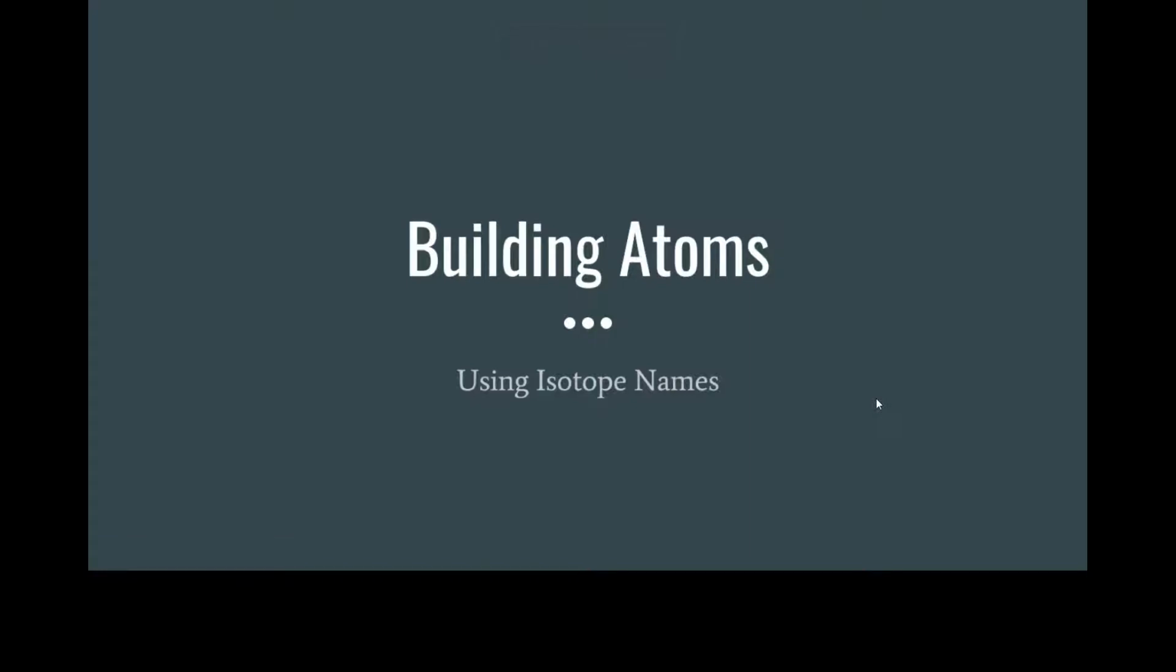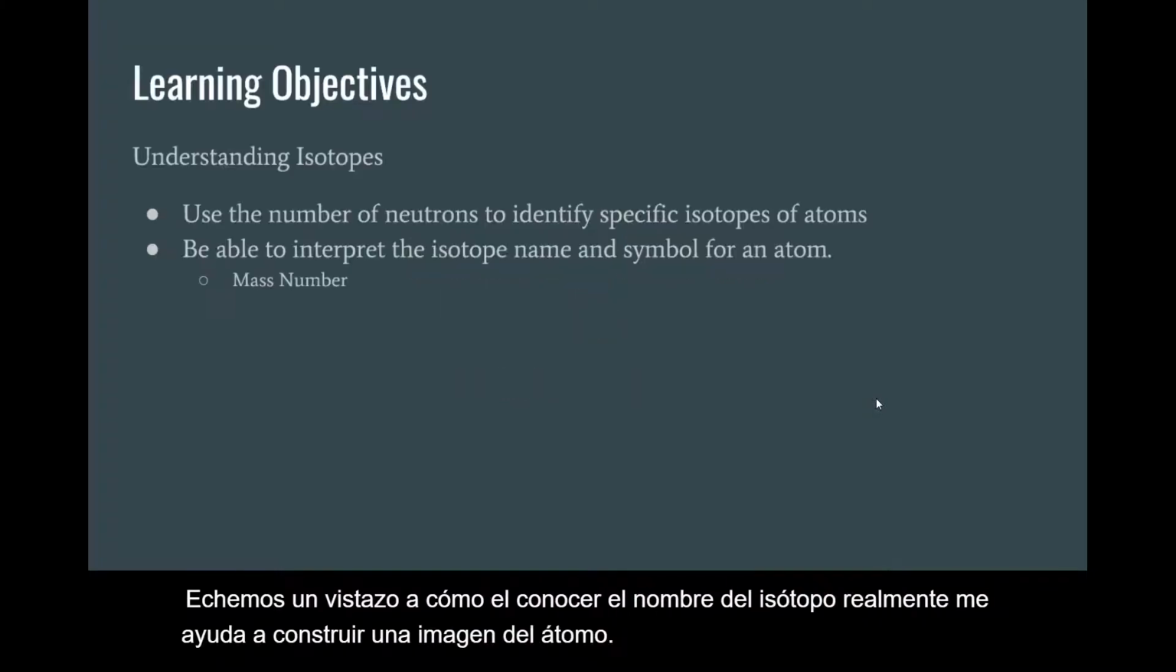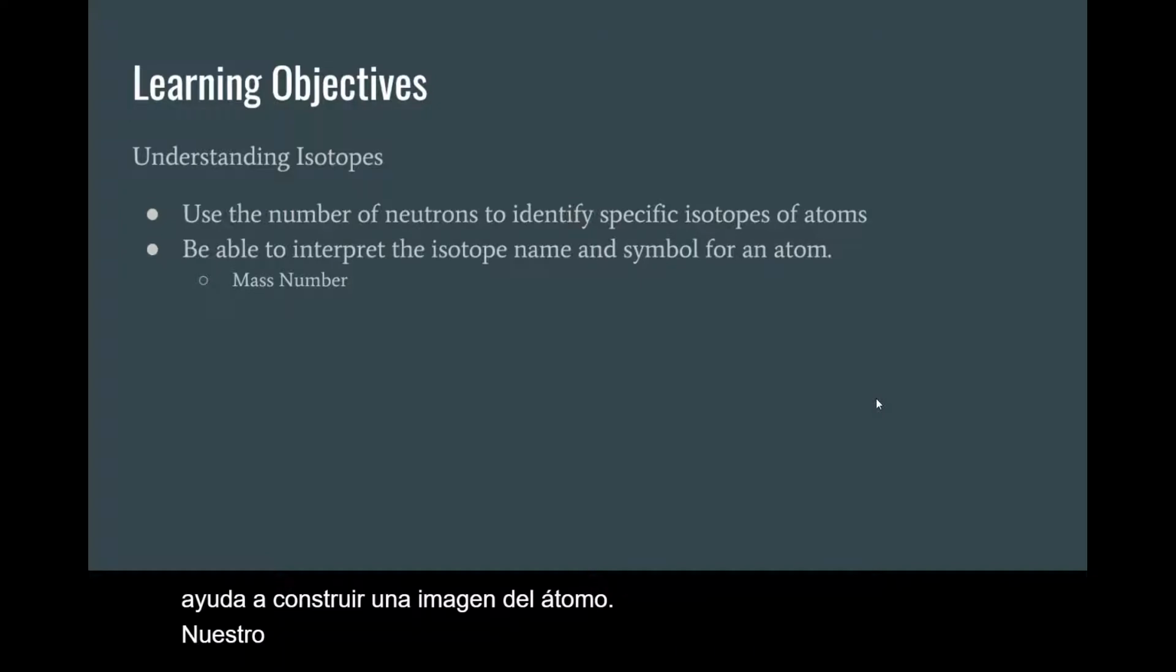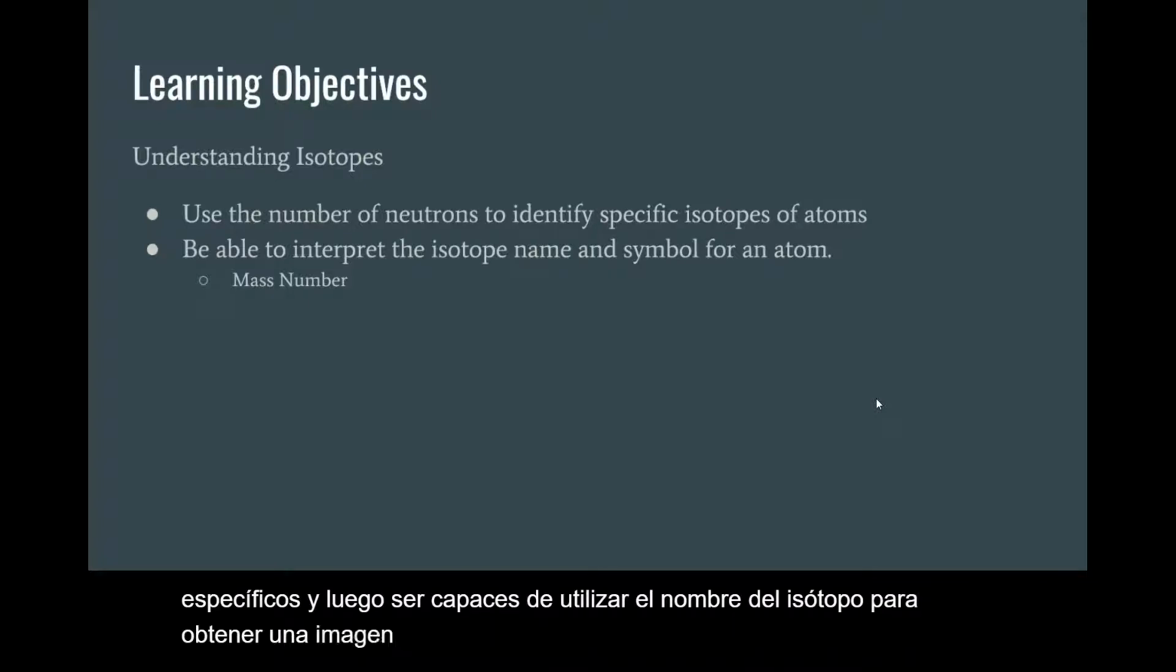Let's take a look at how knowing the isotope name really helps me to build a picture of the atom. Our goal is to use the number of neutrons to identify specific isotopes and then be able to use the isotope name to get a complete picture of what that atom looks like. And remember, we're going to try to focus on that mass number.